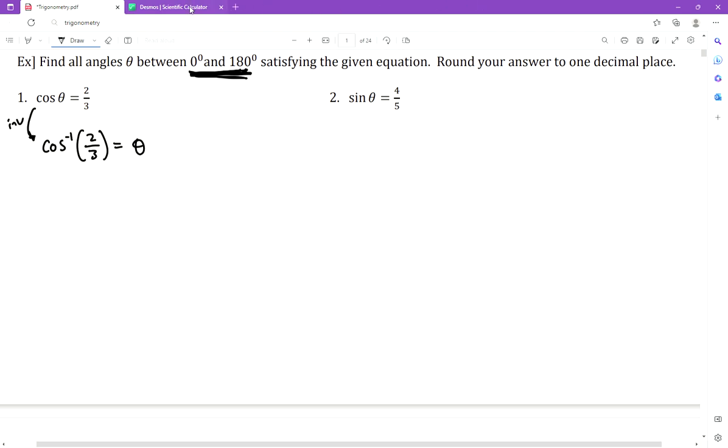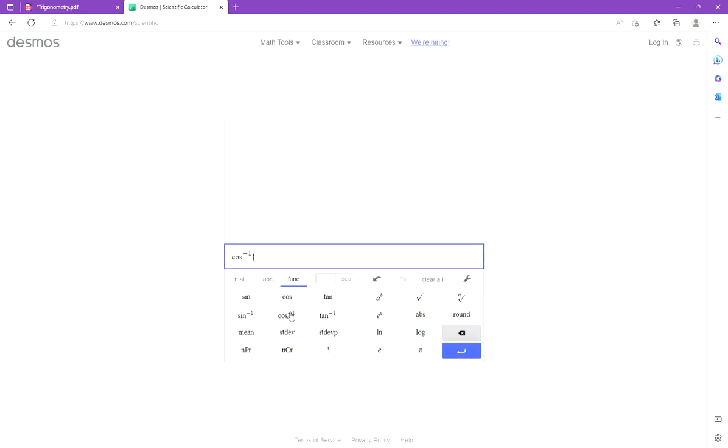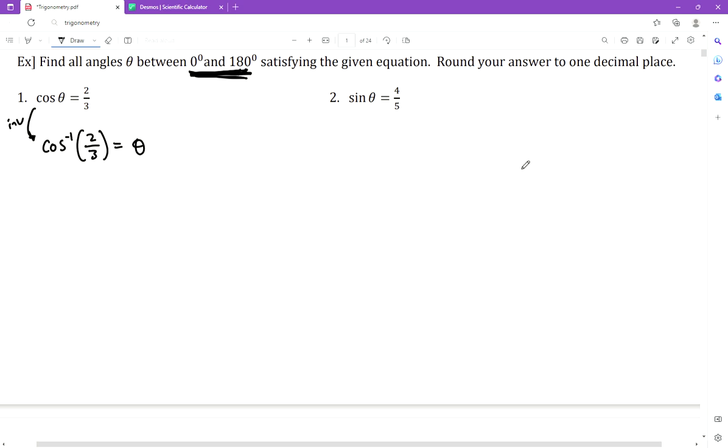So I have Desmos ready. I'm going to do function cosine inverse 2 divided by 3. Okay, so there's our answer there. And we get 48.19. Oh, it said one decimal, so 48.2. Okay, so our theta is about 48.2 degrees.